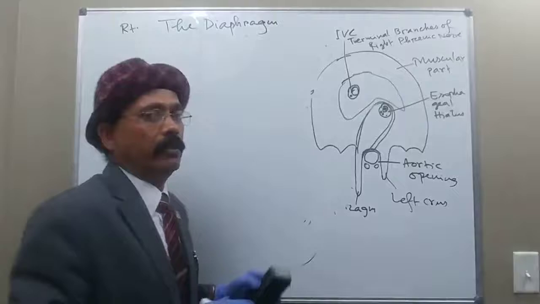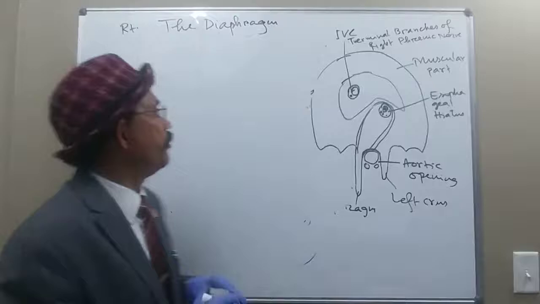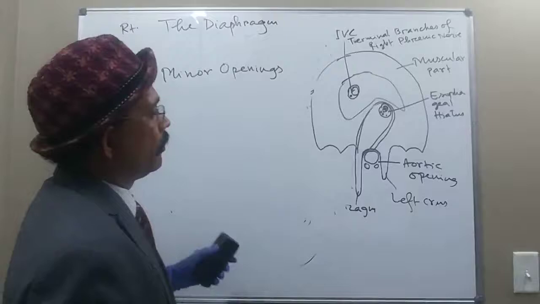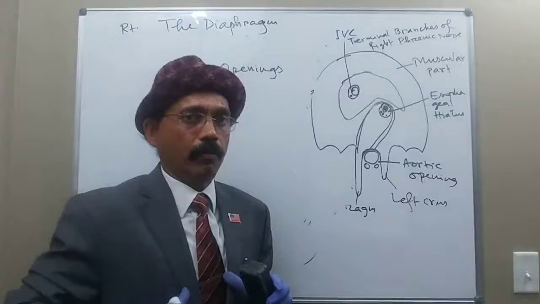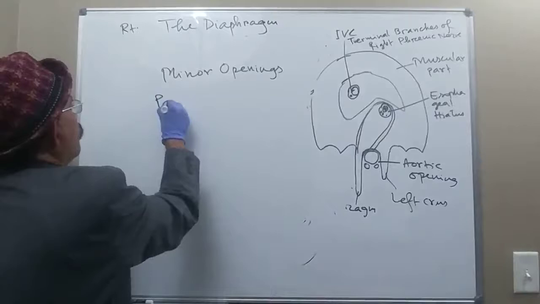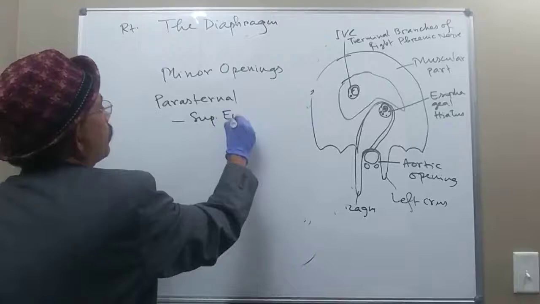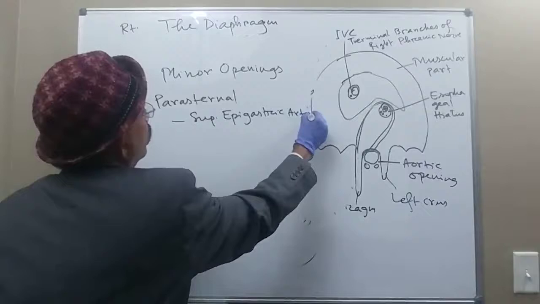Again, we have to summarize the diaphragm, a muscular tendinous structure, with major openings and minor openings or hiatuses. Minor opening: just the parasternal region between the sternum and the costal origin of the diaphragm. We have the parasternal opening, and this is the passage for the superior epigastric artery, a branch of the internal thoracic artery.